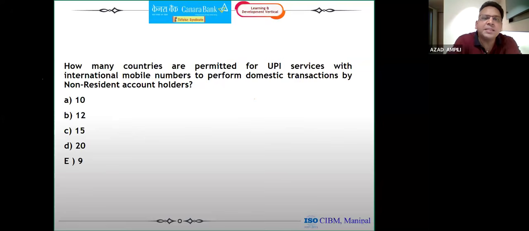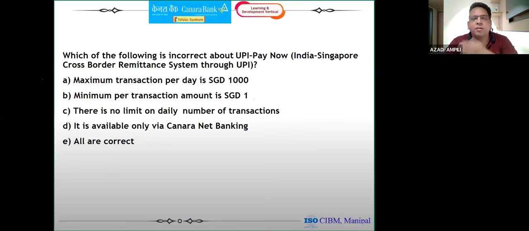Yeah, next question, please. How many countries are permitted for UPI services with international mobile numbers to perform domestic transactions? So, yes, yes, everybody is saying it is 12. Very good. Next question. Which of the following is incorrect about UPI Pay Now?